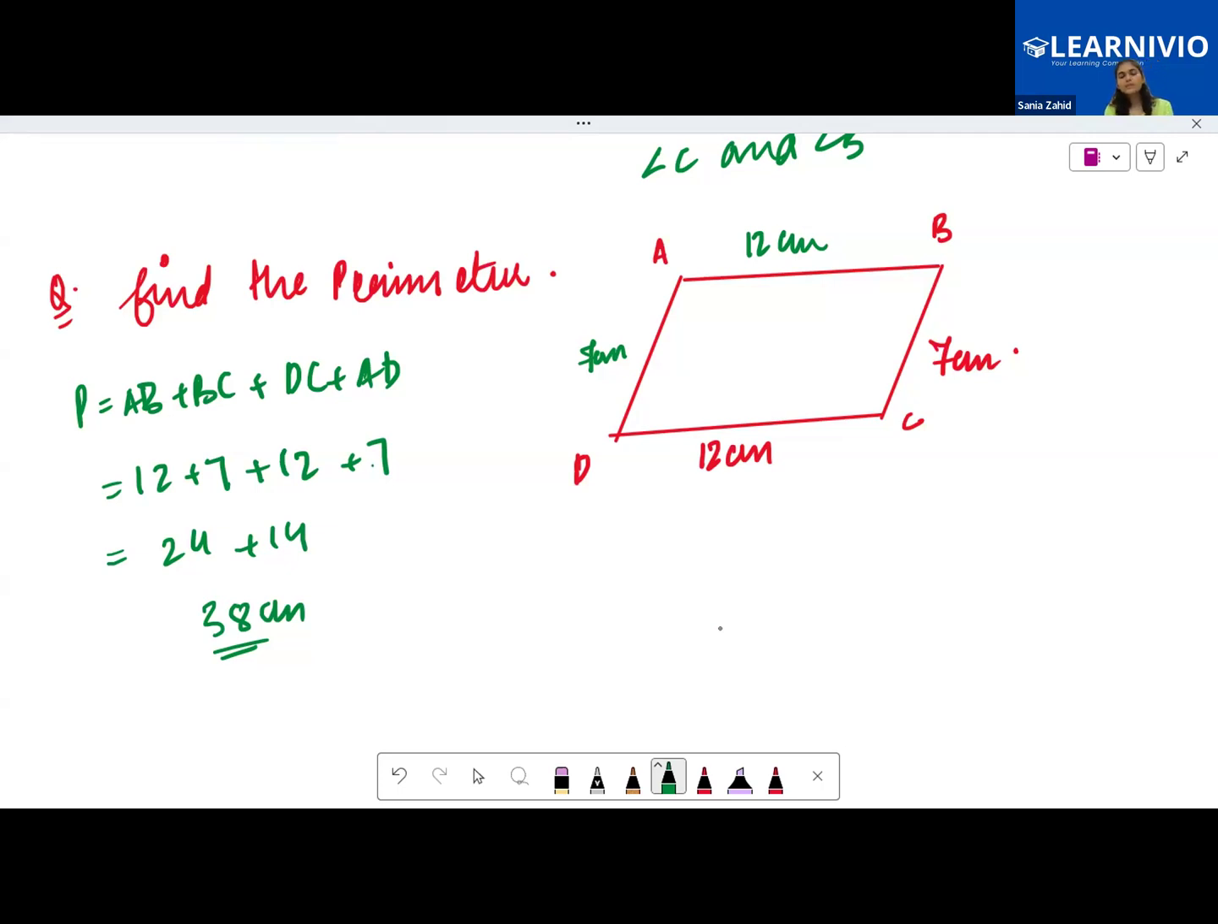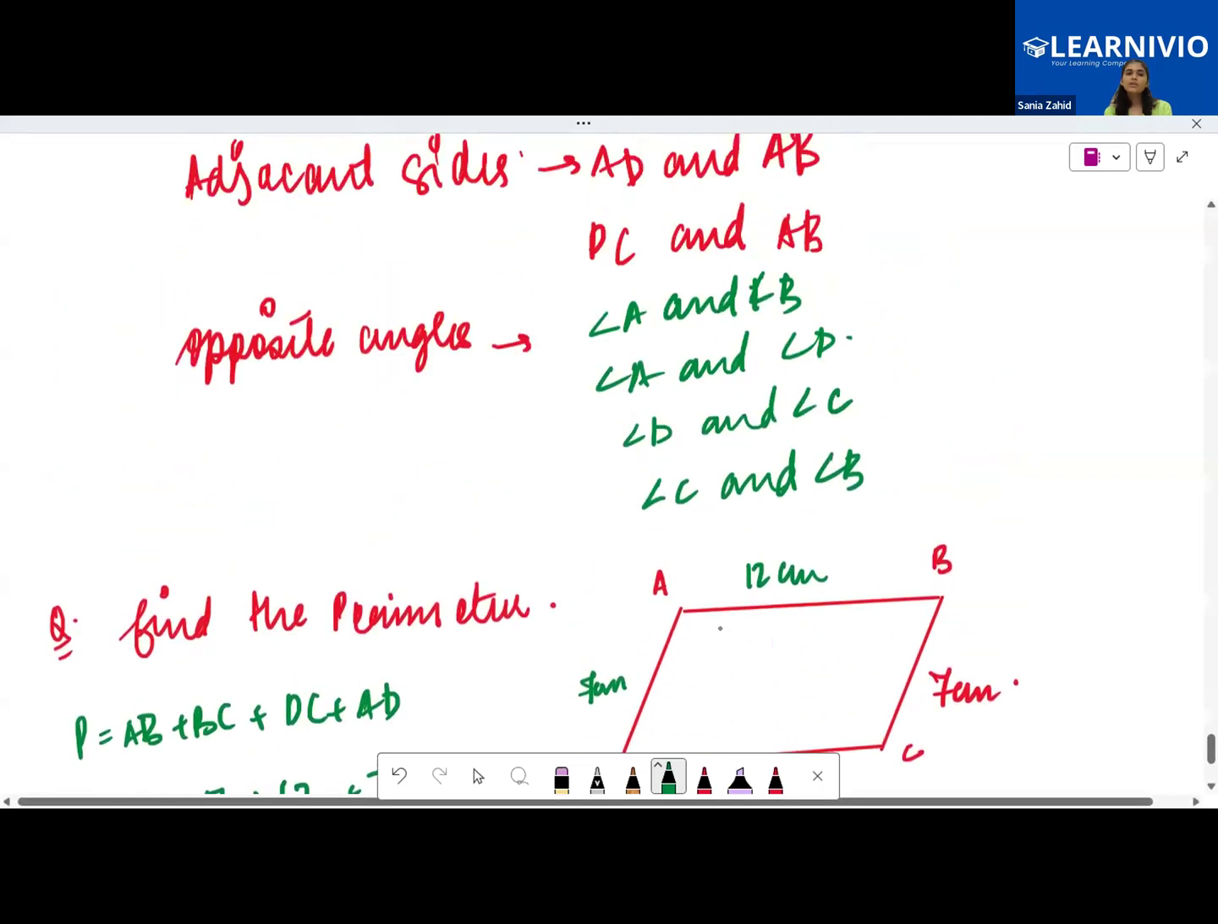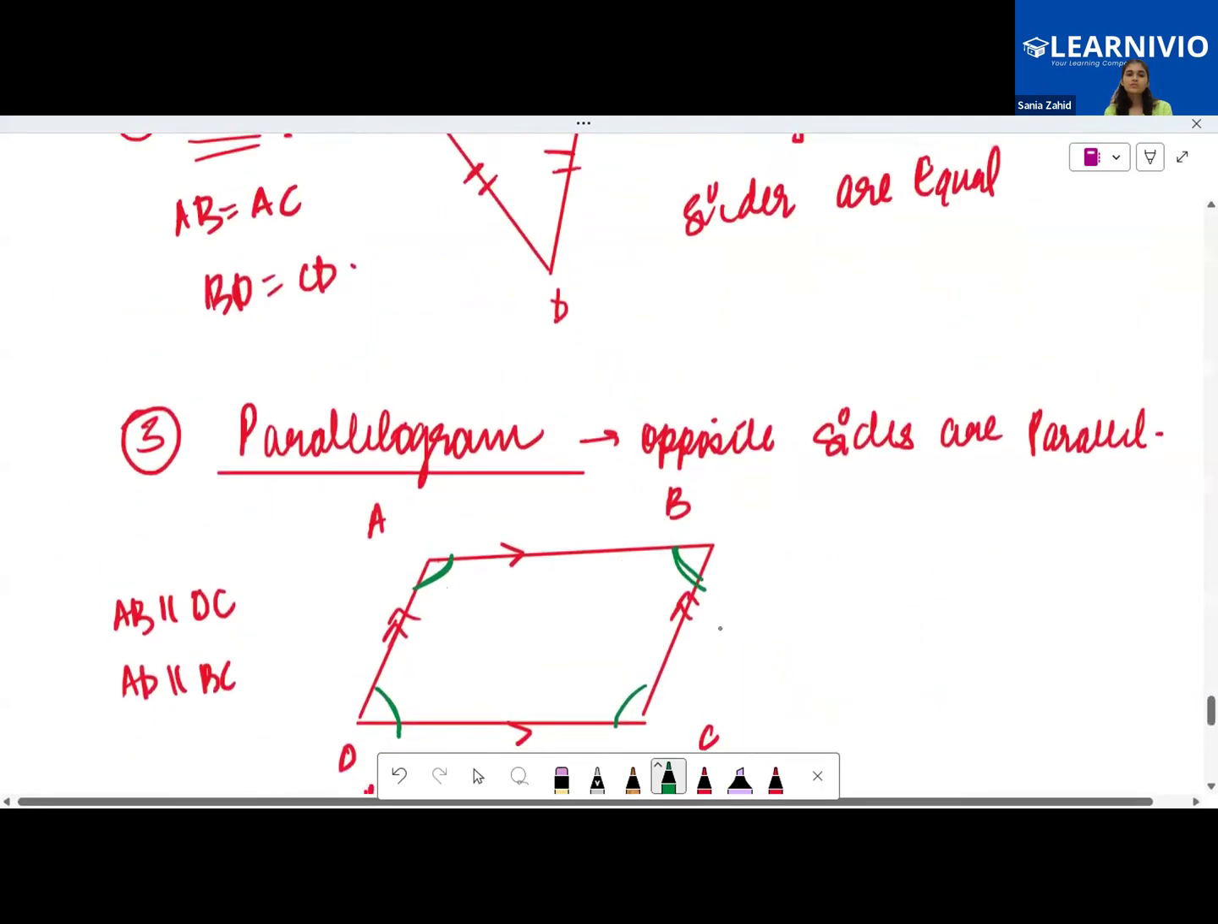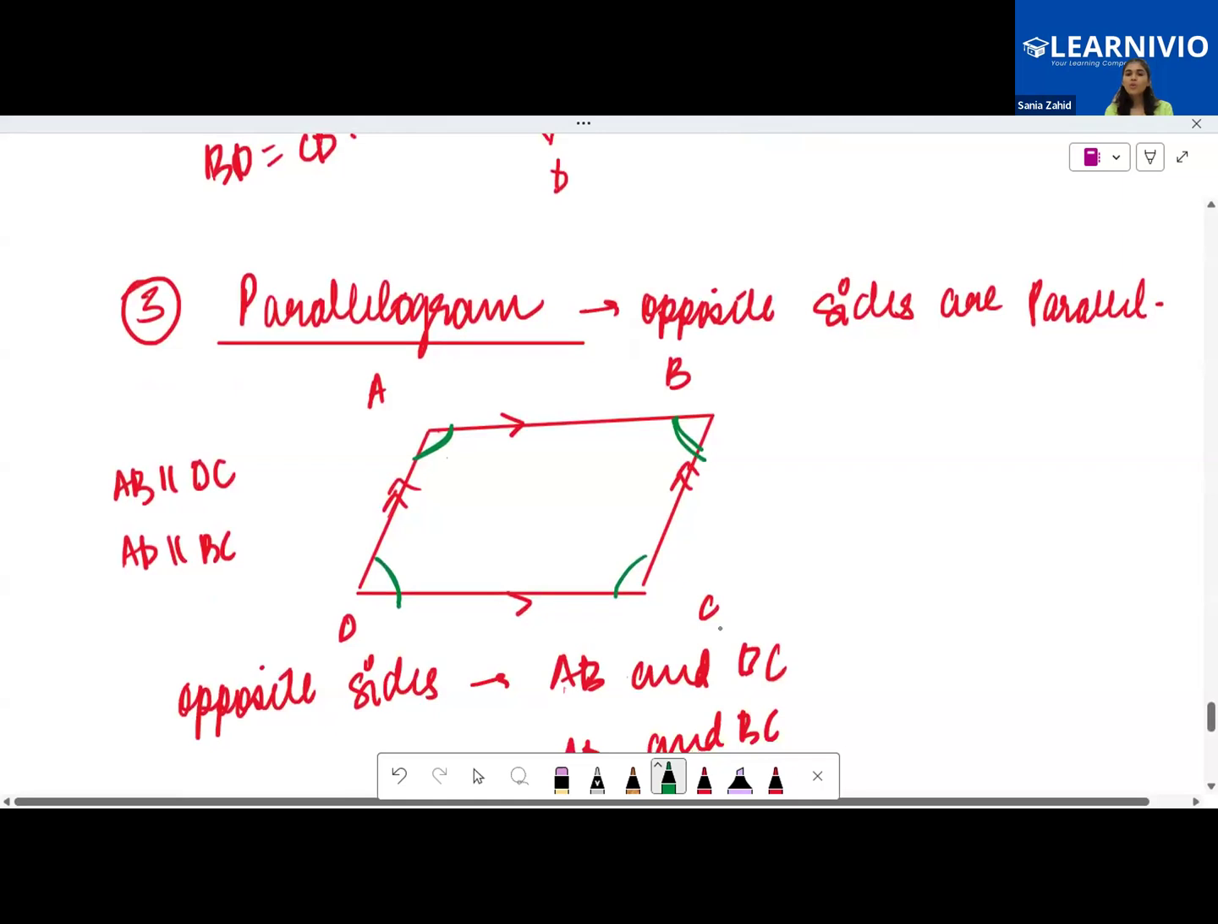So, what do you understand by this question? That opposite sides of a parallelogram are equal. Yeah, opposite sides are parallel as well as equal. And so parallel and equal means the same thing? Parallel and equal does not mean the same thing.